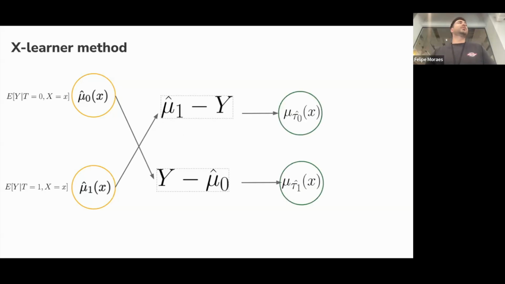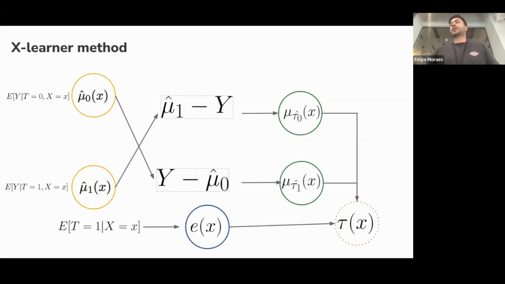We fit another two models, all right? And now we need to combine them. And we learn a new model, a fifth model, which is the likelihood of this variable, that this user has been coming from the treatment. We combine them, and it's going to be our, at least, final treatment effect.